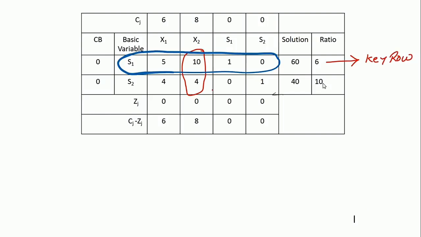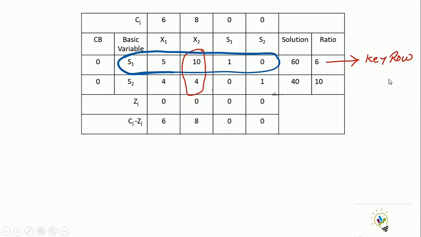So this is a key row which will be leaving. How to identify key row is we need to take the least non-negative value. When you're talking about entering values, Cj minus Zj, we have taken the highest positive value. But here we must take the least positive value. Important condition here is if we have any negative value, we must not consider them in the key row values.